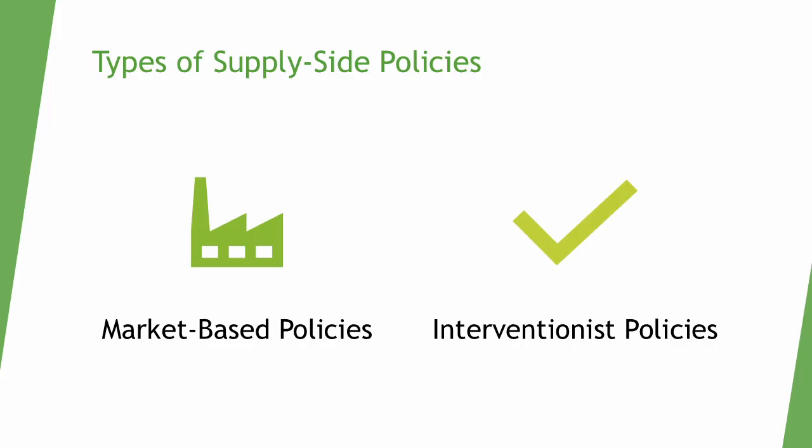Interventionist policies improve the skills and quality of the labor force by increasing government spending on education, apprenticeships, and vocational training. Interventionist policies improve the infrastructure by using public investment to fund large-scale projects such as roads, railways, and digital networks.